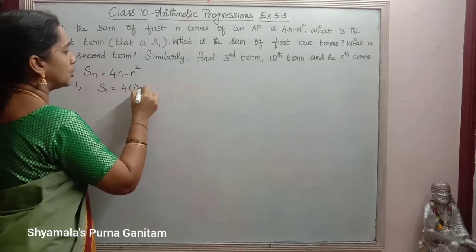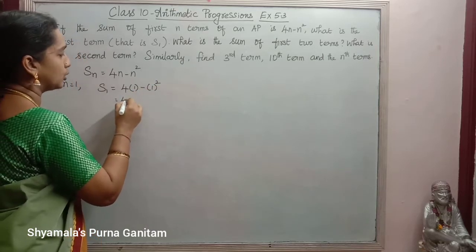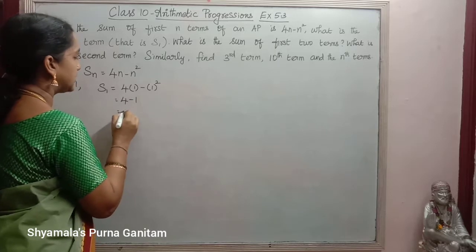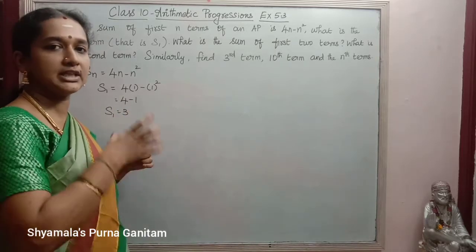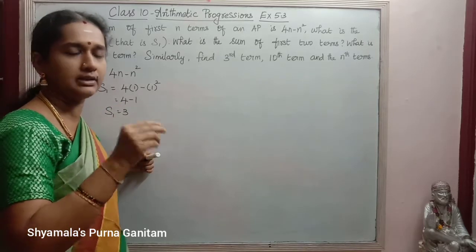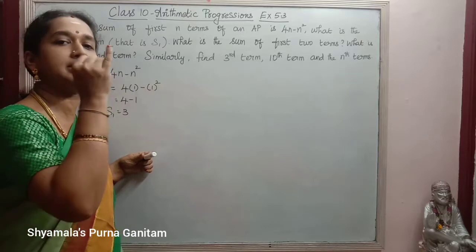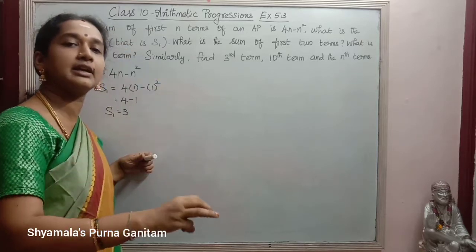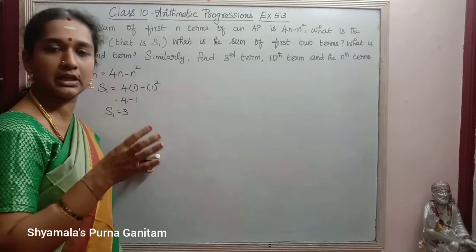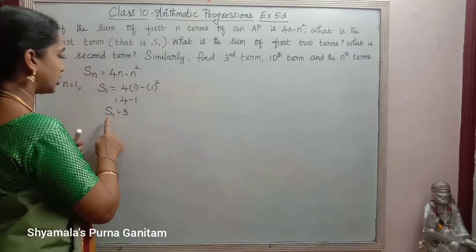So 4 into 1 minus 1 square. So this is equal to 4 minus 1, that is equal to 3. So S1 is equal to 3. So S1 is nothing but A1, that is sum to one term, since only one term will be there. So that is equal to A, that is the first term. We can say that as A1 also. So everything is same. So A1, S1, everything is same. So that we got it as 3.